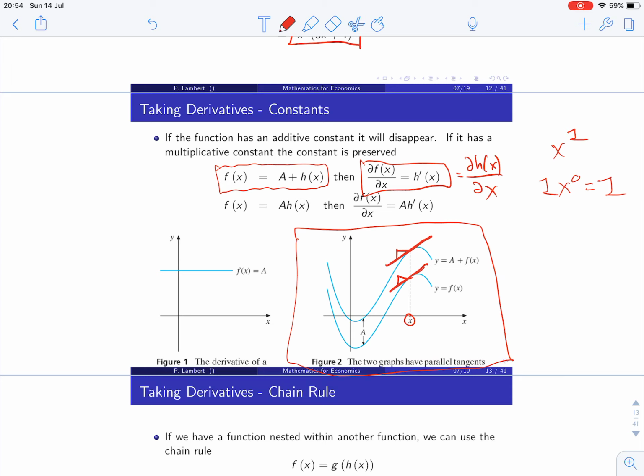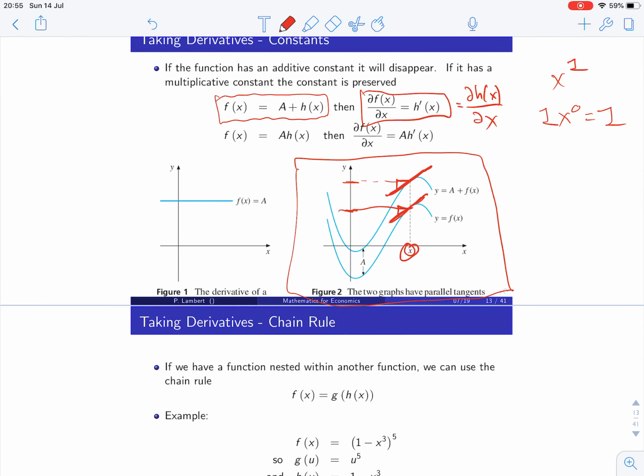So the function itself would give different output values when we have a given input value. At x, the output value of the first function is here, the output value of the second function is here, but the derivatives are exactly the same, which is another fancy way of saying these lines are parallel, if they have the same slope at any given point.